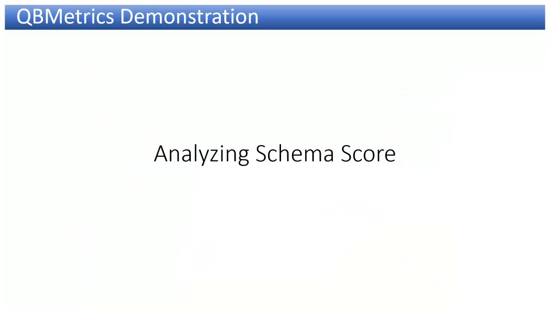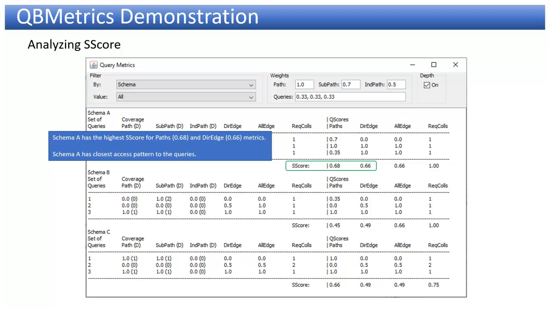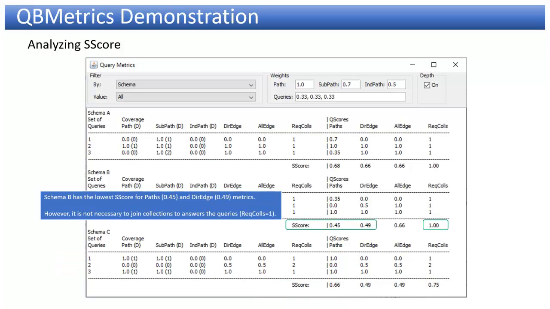Analyzing schema score. If we analyze only the S-score field, schema A has the highest S-score for paths and dir-edge metrics. Schema A has a closer access pattern to the query. The schema C has the second highest S-score for paths. However, it has the lowest S-score for Heckel's metric. This means it's necessary to join documents from different collections. And schema B has the lowest S-score for path and dir-edge metrics. However, it is not necessary to join collections to answer the queries.